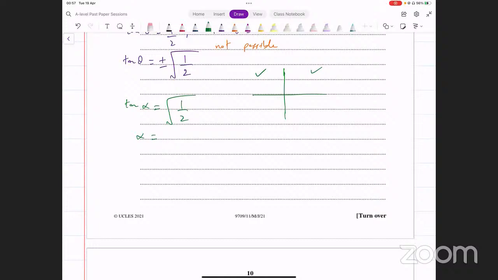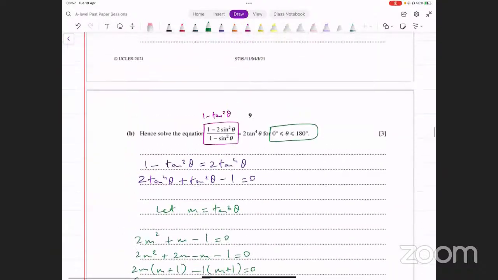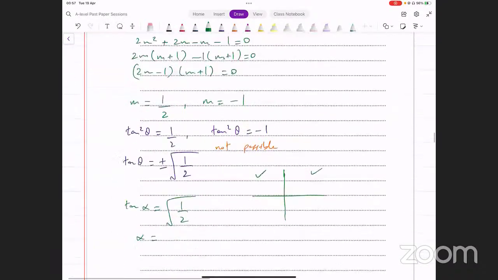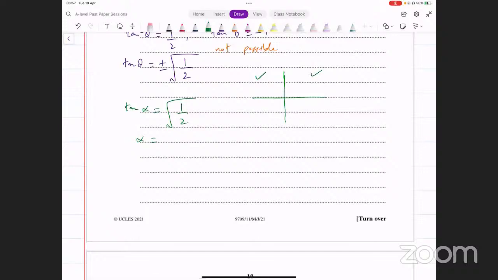अच्छा नहीं, मेरा radians के अंदर है calculator. Degrees. No, it's not 45. It's actually something else. 1 over square root of 2 कुछ और होता है, वो sine cos में होता है. अच्छा, this is 35.26. That's what I'm getting. इसने कोई restriction दिया है? No. अच्छा, alpha equals 35.26. That's the basic angle that I'm getting.